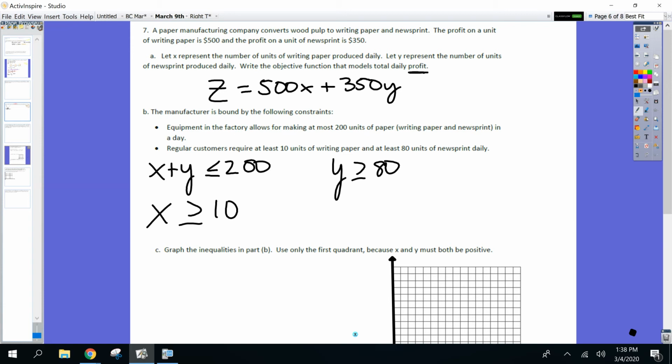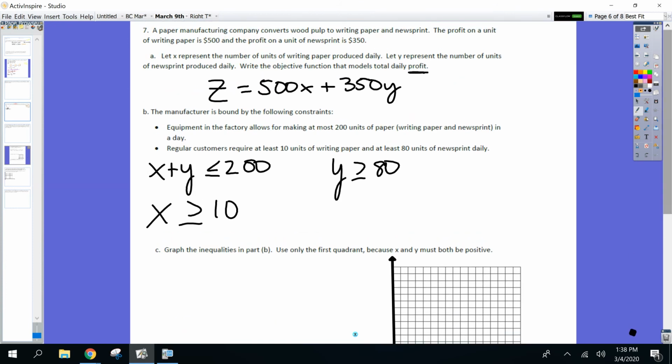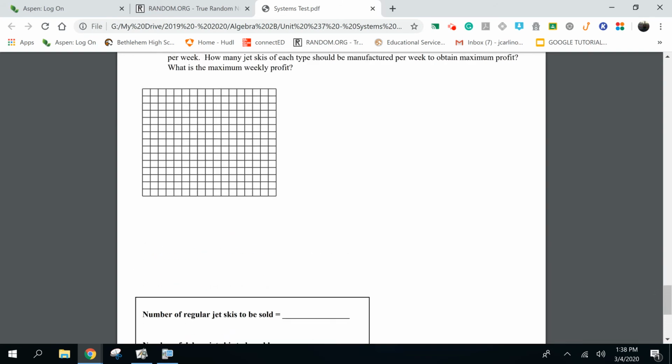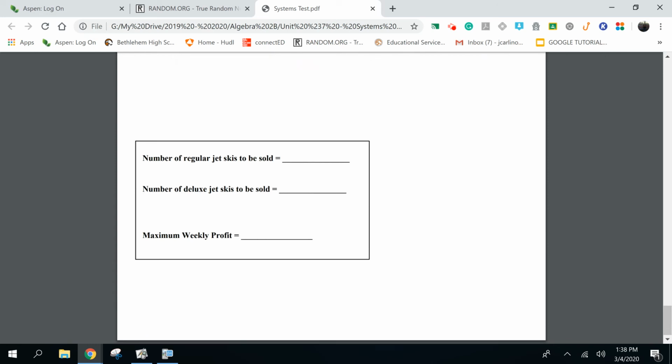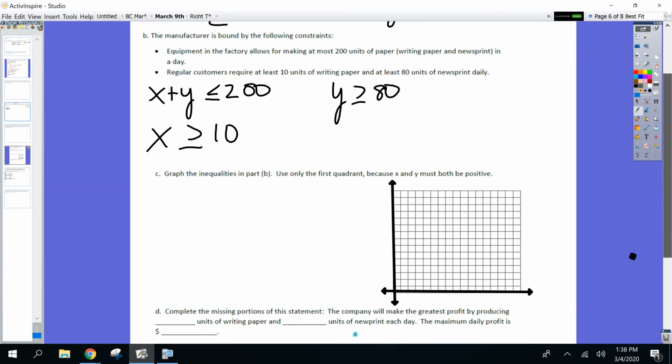One last thing, because you guys will graph it and everything else. Somebody asked me in my 5th period class, it was a good question: will I do this, like part A, do this, part B, do this, part C? No. I don't care. That's what I'm going to do at the end. Just tell me the number of regular jet skis, deluxe, and what's the profit. But you guys will have to do everything in between. I'm not going to hold your hand and do part A, B, and C for that. I just got to give you the answer though, right? That would help.